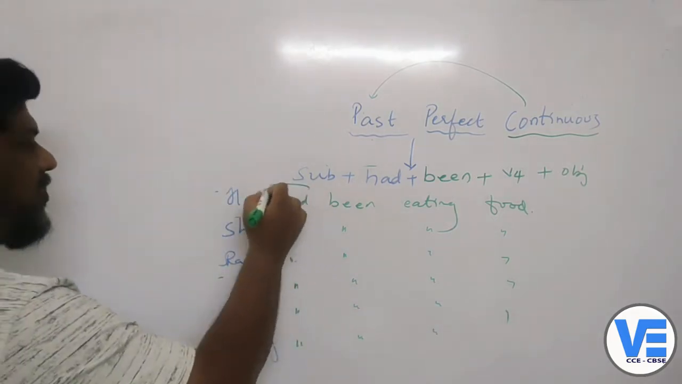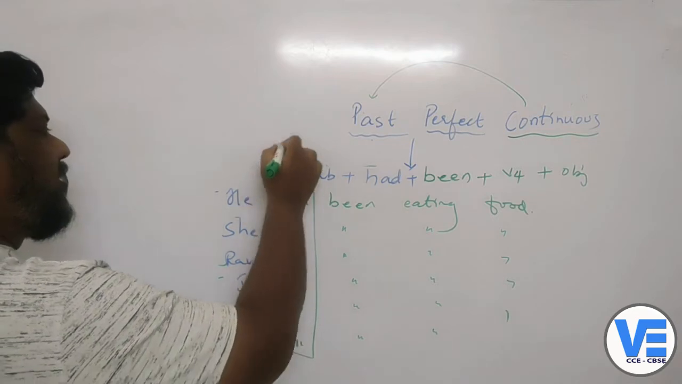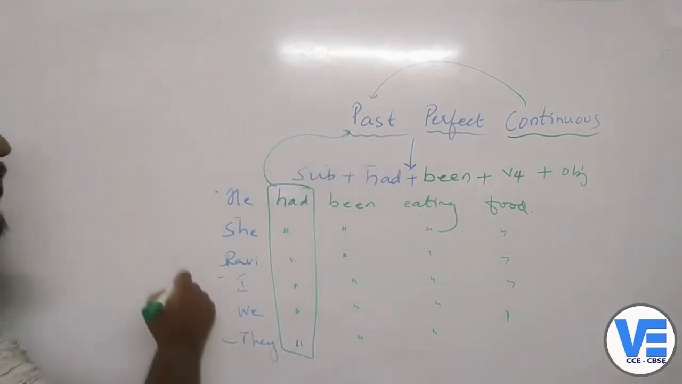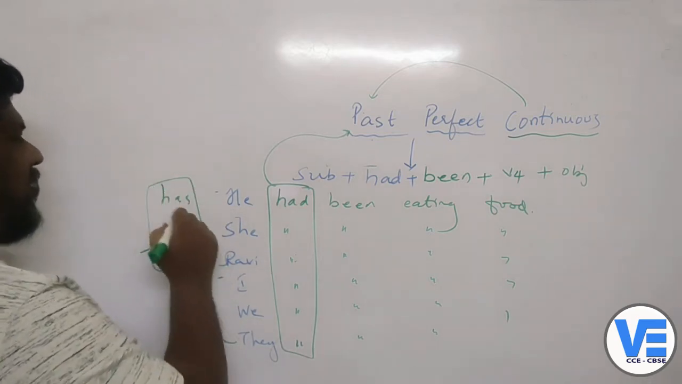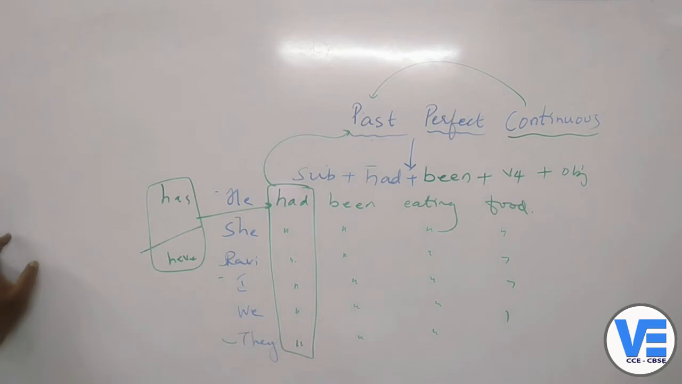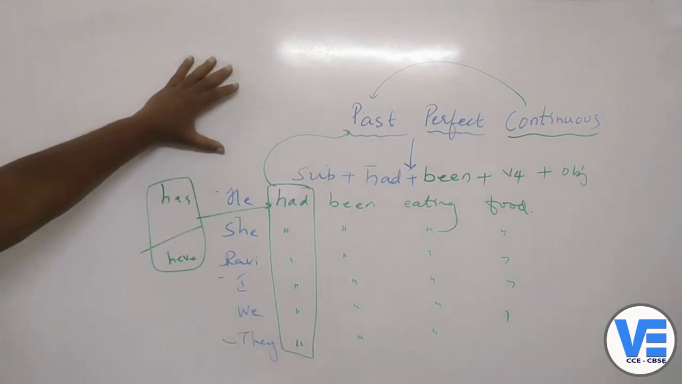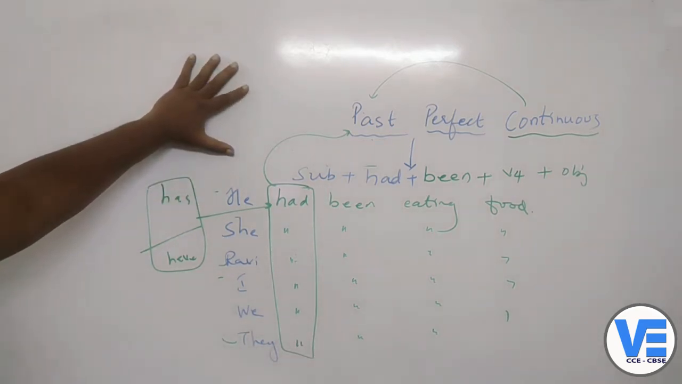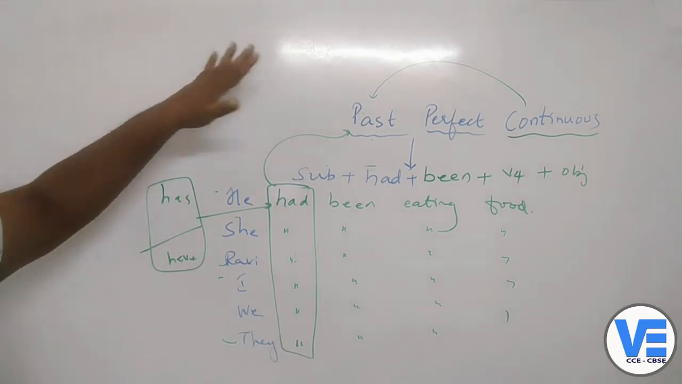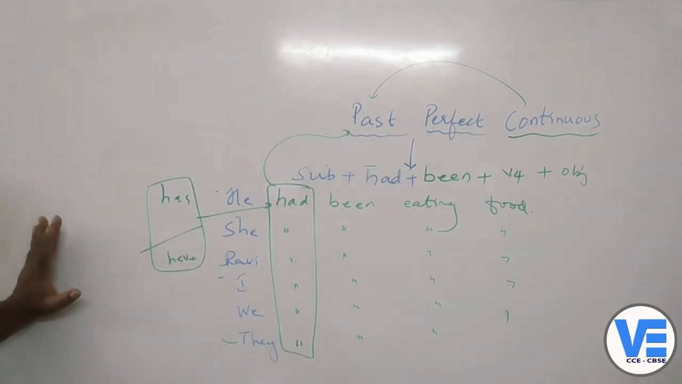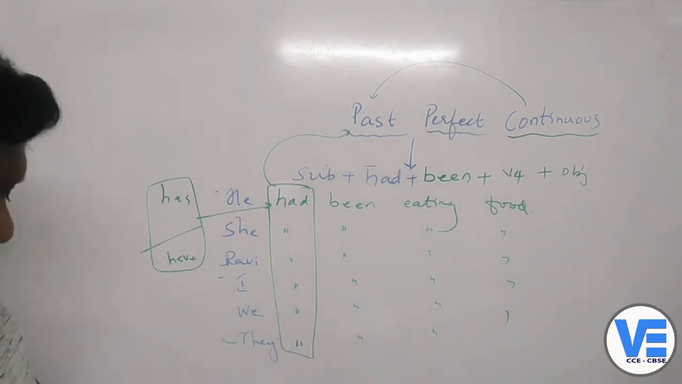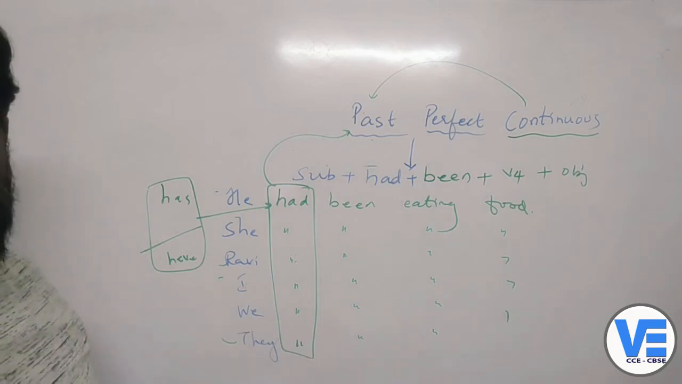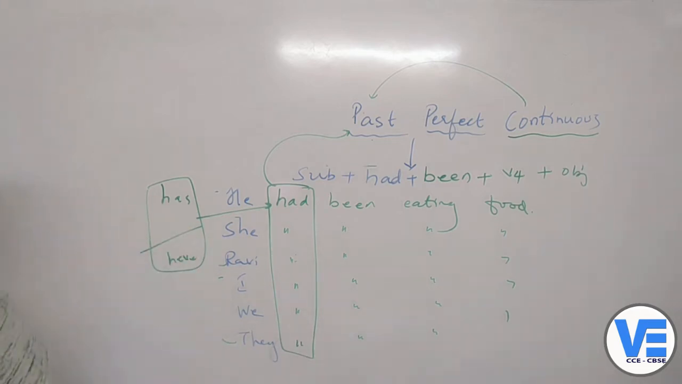So there is no change in the auxiliary verb here because it belongs to the past tense. So has and have, right? For these two words, the past tense is had. Okay? So this is what a past perfect continuous tense is all about. So now we have learned about the present tense and also the past tense. So what is left is the future tense. But now what we'll do is we'll try to see one or two examples of using the present tense and the past tense.